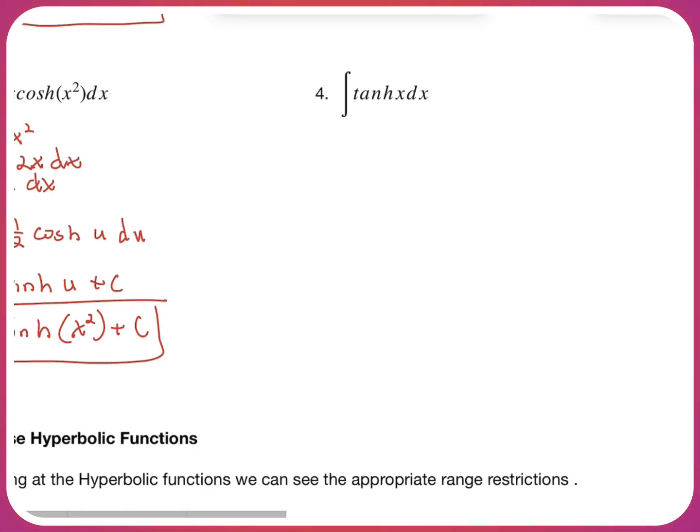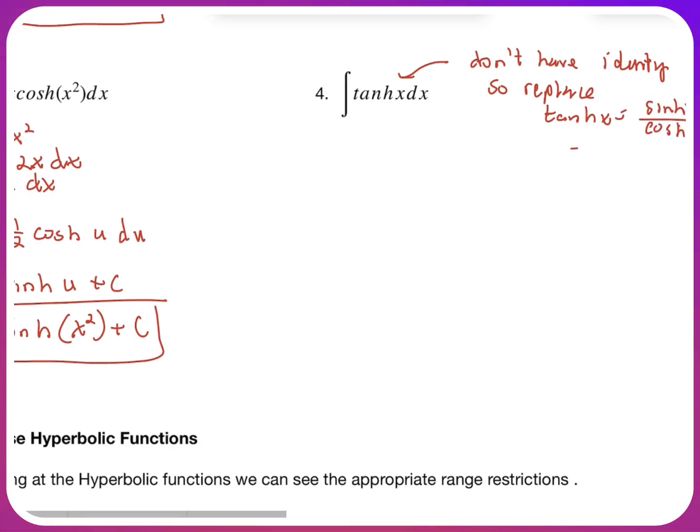Okay, so this one I did not give you the integral of the hyperbolic tangent. So what you had to do is rewrite that using the identities. So this is an example of using the identities. I would start by replacing the hyperbolic tangent of x with the hyperbolic sine of x over the hyperbolic cosine of x. And then I'm going to use u substitution to evaluate this.